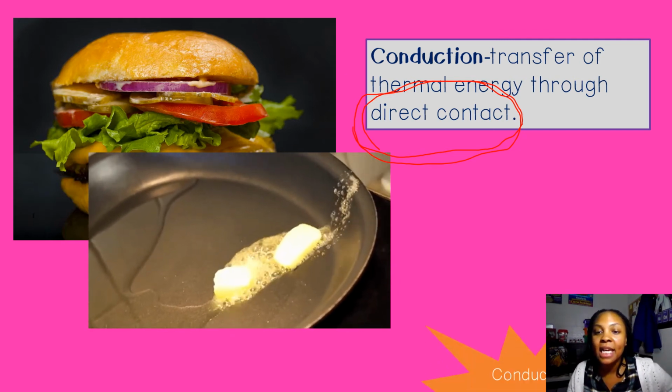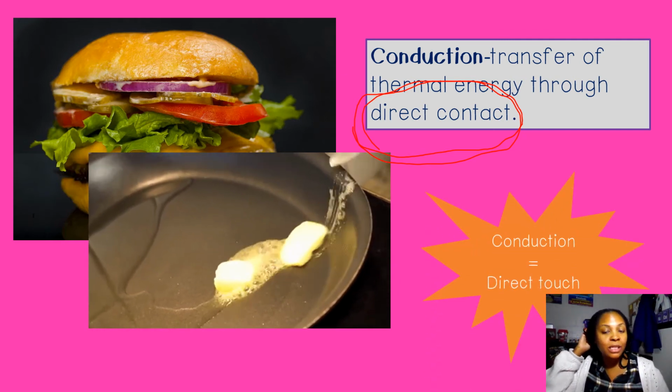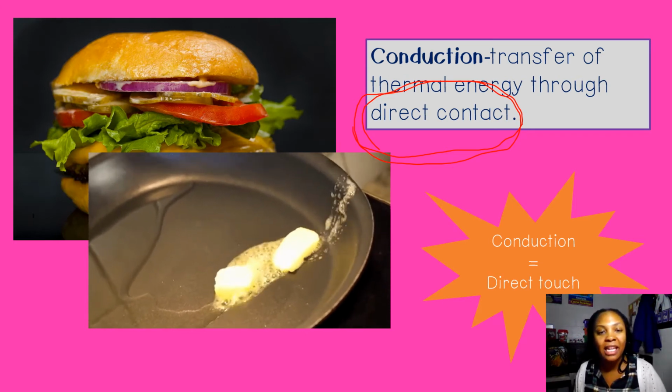All right, so conduction equals direct touch. Heat being transferred through direct touch.